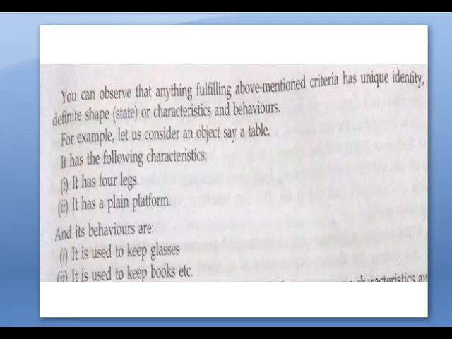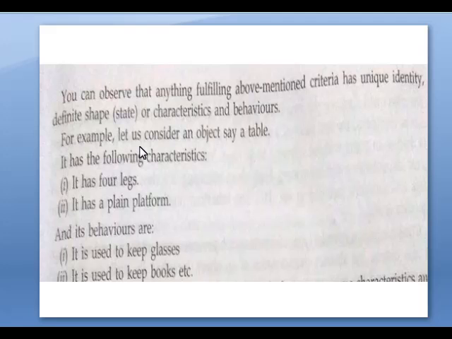Now we are going to see some characteristics and behaviors of real world objects. You can observe anything fulfilling the above mentioned criteria has a unique identity, a definite shape, that is the state of the object, and characteristics and behaviors.